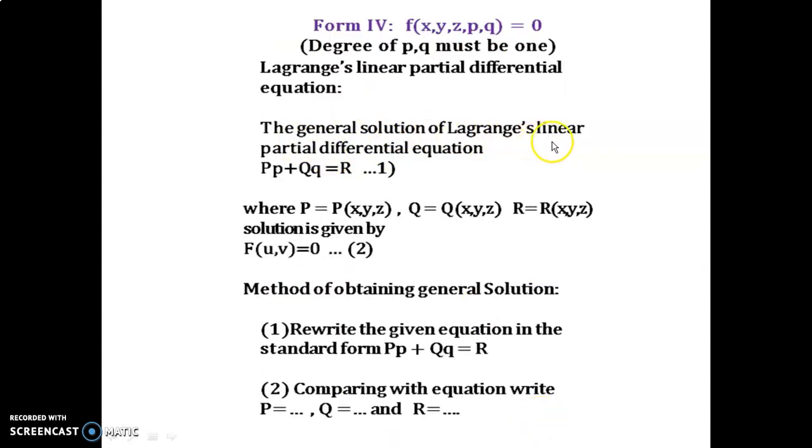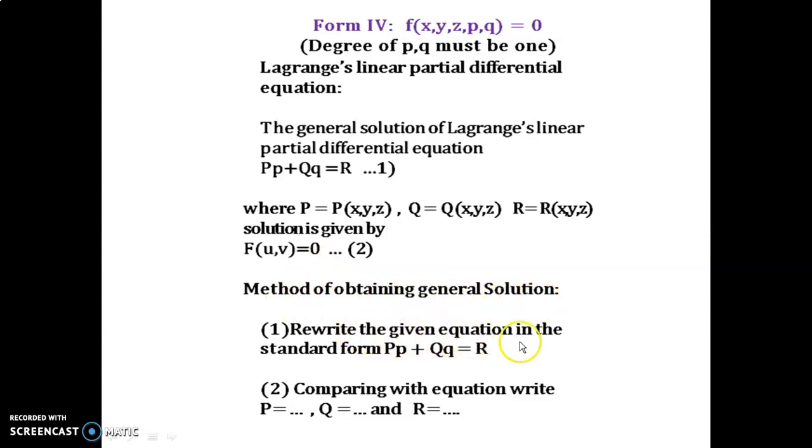The general solution of Lagrange's linear partial differential equation Pp plus Qq equal to R, where P is a function of x, y, z, Q is a function of x, y, z and also R is a function of x, y, z. Solution is given as f of u, v equal to 0. Method of obtaining general solution.